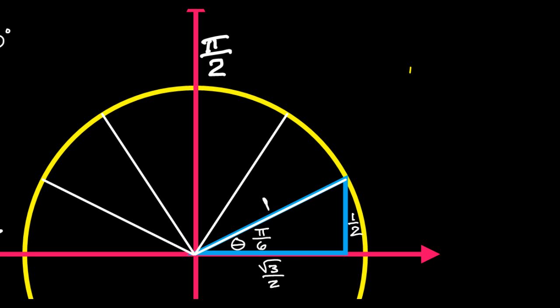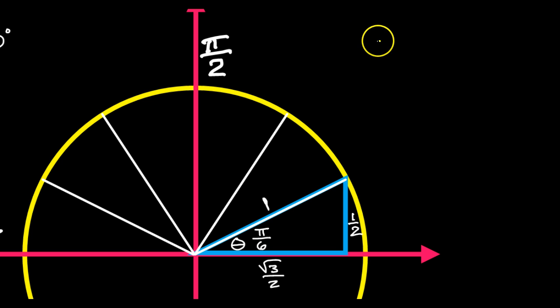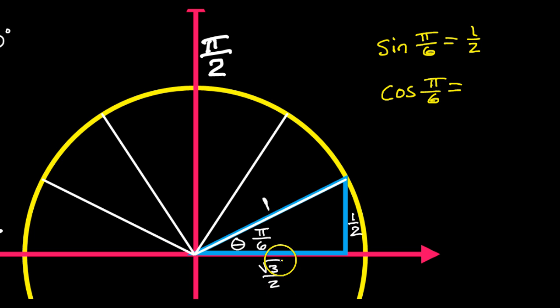Okay, so now let's talk sine, cosine, and tangent. So let's see, sine of pi over 6, opposite over hypotenuse. Okay, so that's just going to be 1/2. Cosine of pi over 6 is going to be adjacent over hypotenuse, so that'll just be radical 3 over 2. Now tangent of pi over 6 is going to be opposite over adjacent, so it's going to be 1/2 divided by radical 3 over 2.